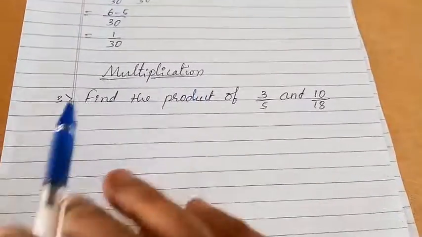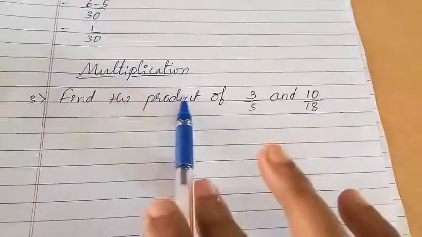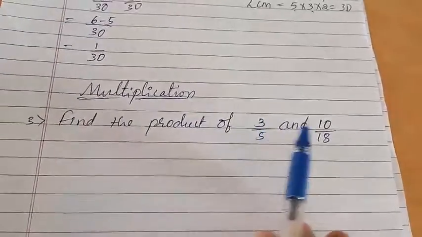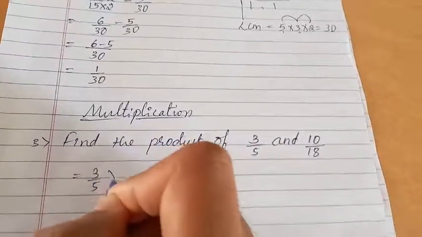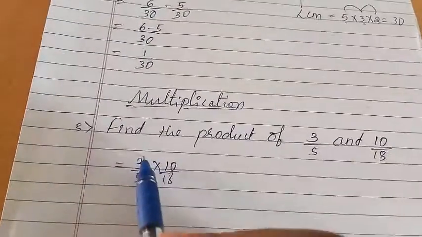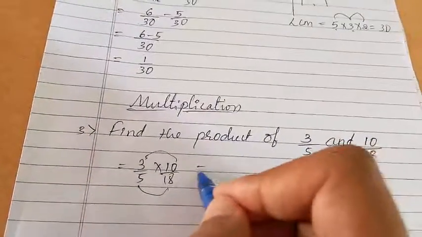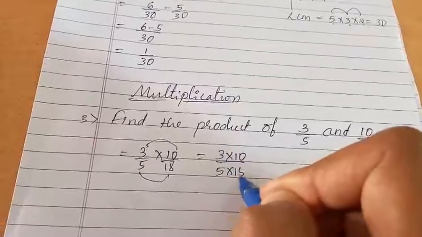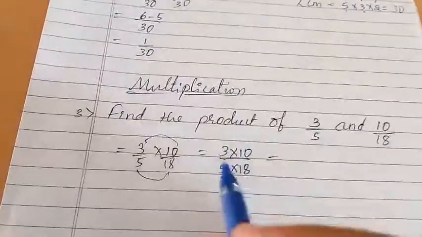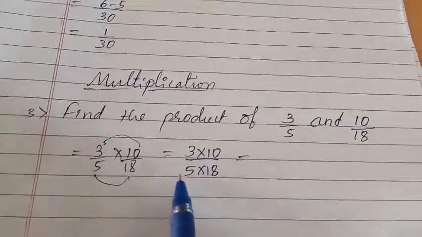So next, the third one, multiplication. Find the product of 3 by 5 and 10 by 18. Product means multiplication, so just multiply these two fractions. Write down 3 by 5 into 10 by 18. You already know how to multiply fractions: multiply numerator to numerator, denominator to denominator. So 3 into 10 divided by 5 into 18. Here cancellation is possible. 3 ones are 3, 3 sixes are 18, 5 ones are 5, 5 twos are 10.